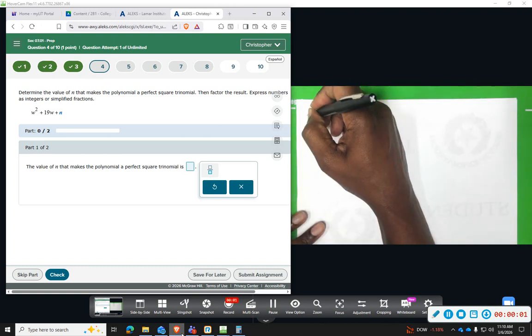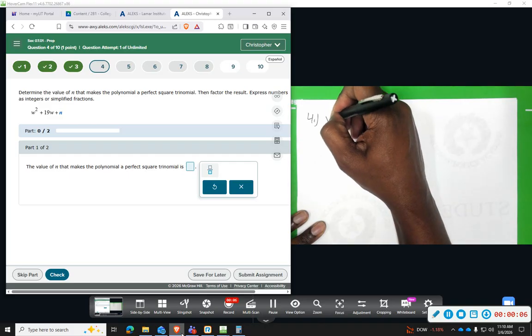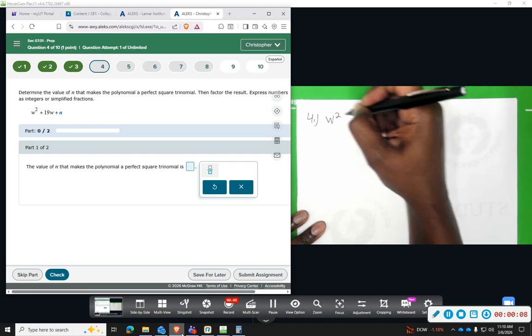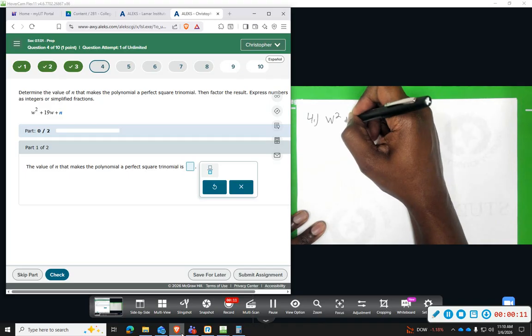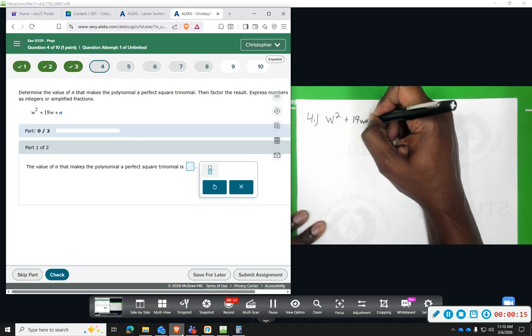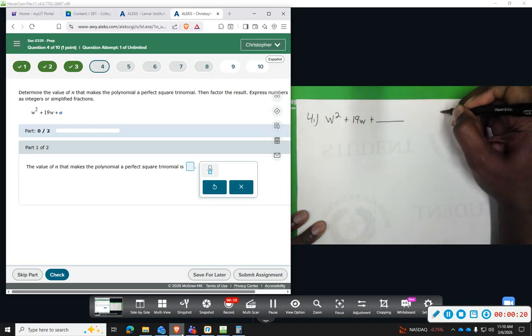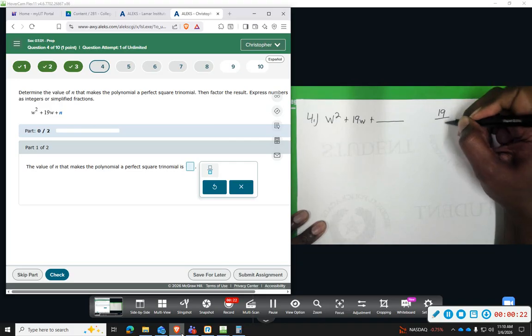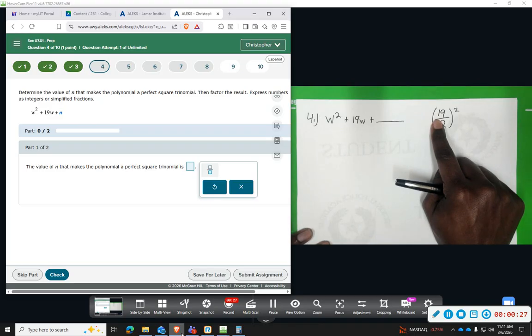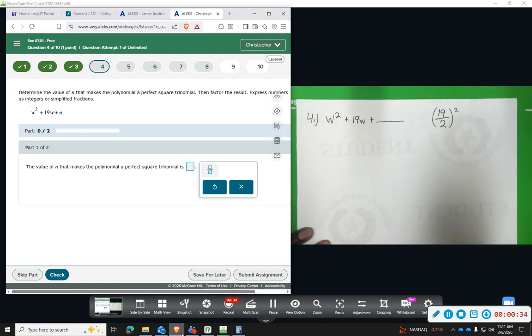All right, number 4, just another example. We're going to find the value of n that gives us a perfect square. Again, we have a number that's not even, so we'll have a fractional value. Take the middle term, 19, divide by 2, and we're going to square it. So 19 isn't divisible by 2 evenly, so we'll leave it in this form. And then we'll square 19.